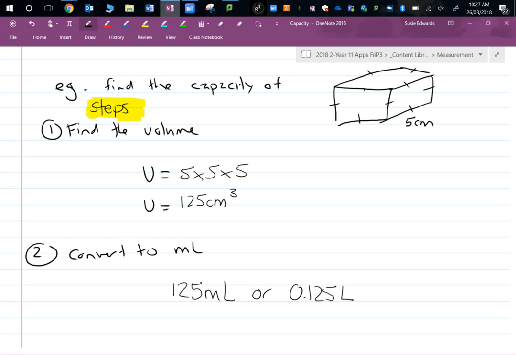It can get a little bit harder when you end up with cubic meters, and you might need to then convert back. So the conversion tables are really important here when you're looking at capacity. You need to be able to convert back to cubic centimeters to then get to mils.